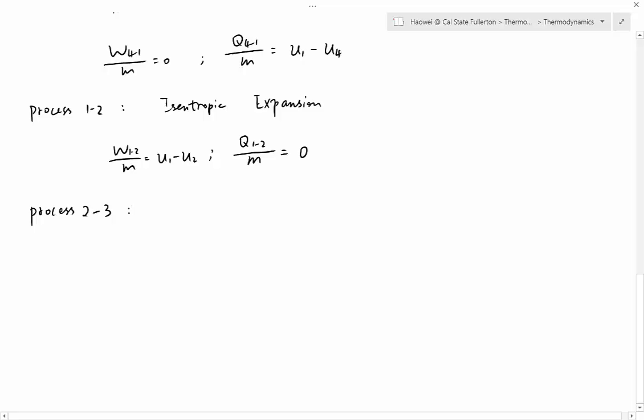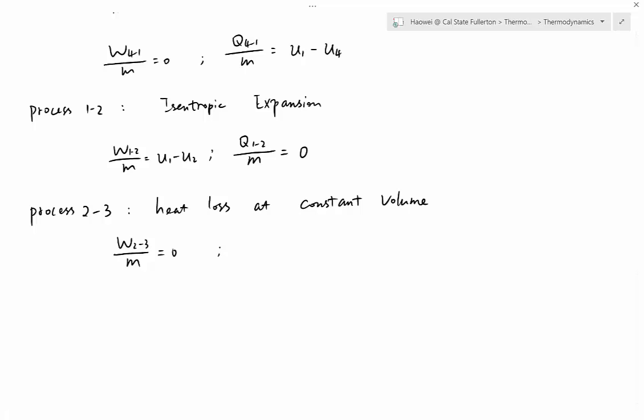The name of process 2-3 is heat loss at constant volume. Again, which one do you think is easier to find? Work, obviously. W23 per unit mass must be equal to 0 because there's no changing volume. If there's no changing volume, the derivative of volume must be 0, so the integral of PdV must be 0. And now I have work.